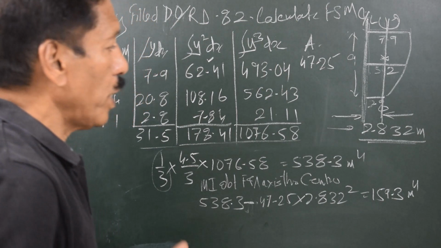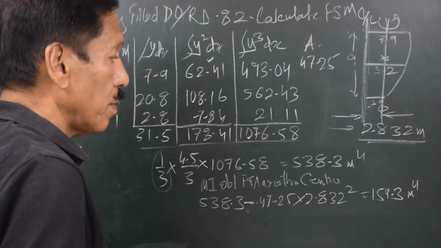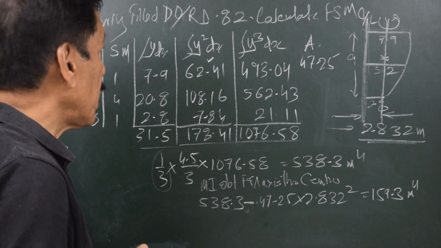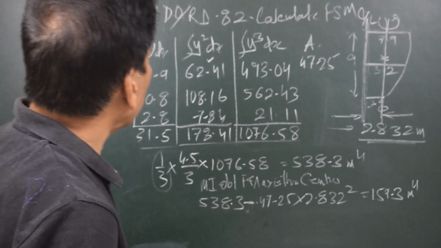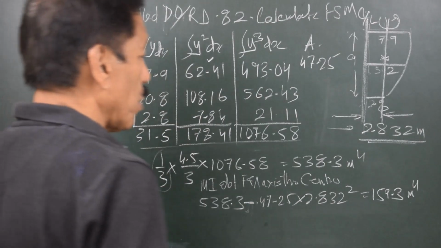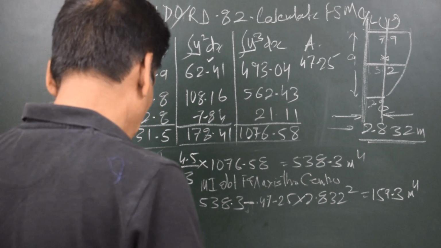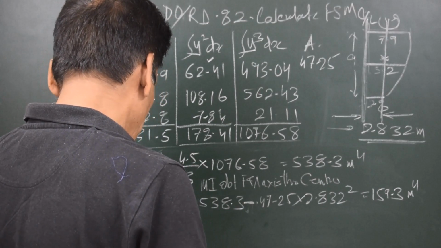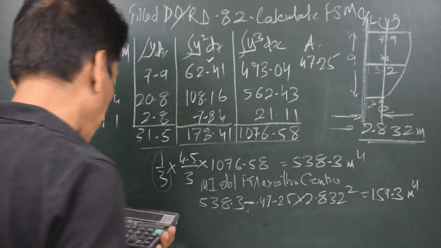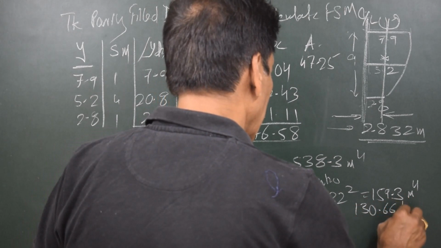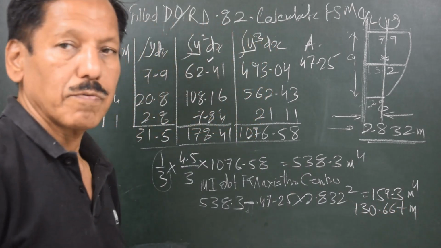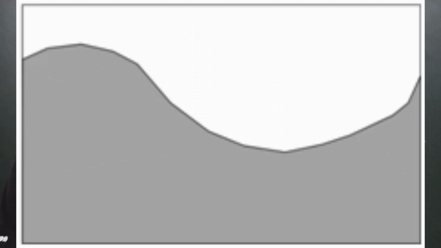And free surface moment, as you know, is the moment of inertia which we have found multiplied by the density of liquid. The density of liquid is 0.82 tons per meter cube. So this multiplied by 0.82 gives me 130.66 tons meter. That is the free surface moment. So this is how we find the free surface moment that is contributed by a tank.